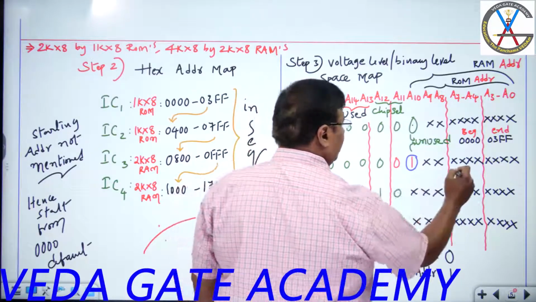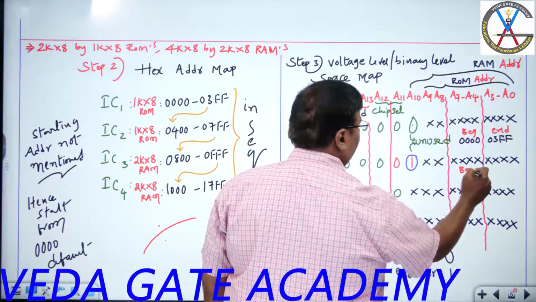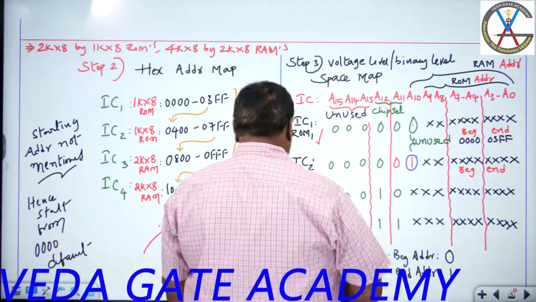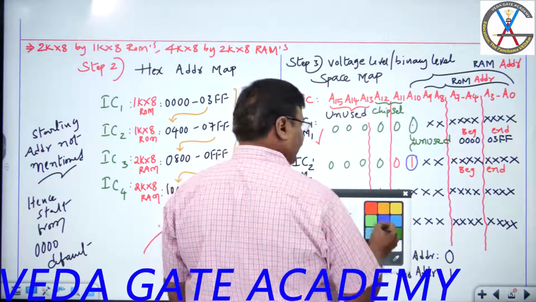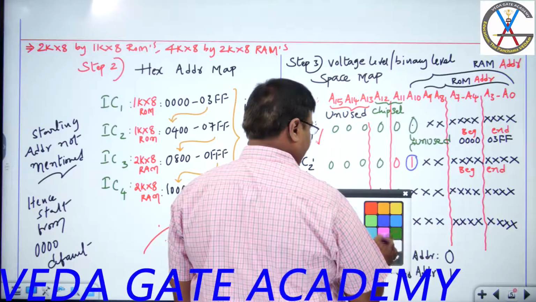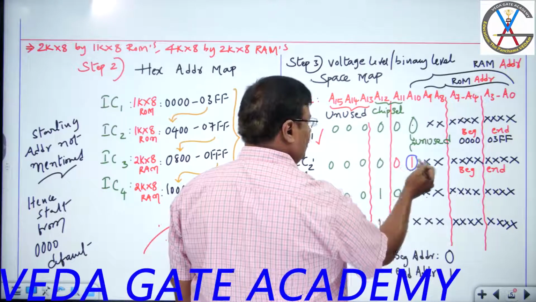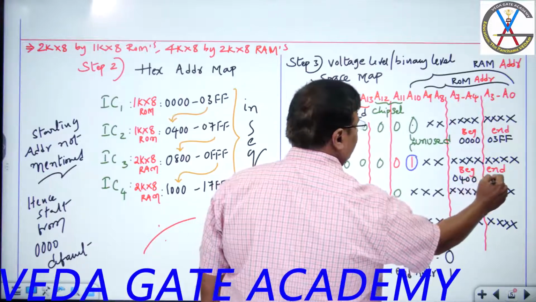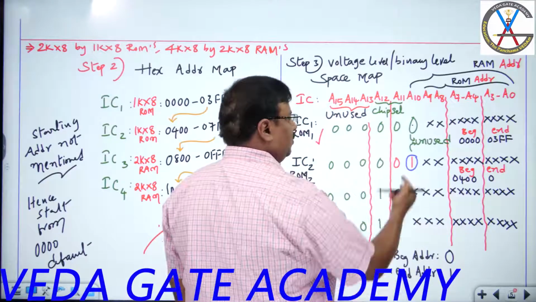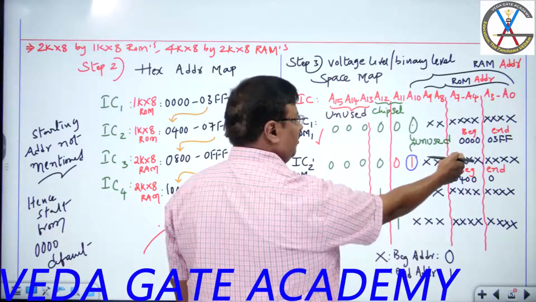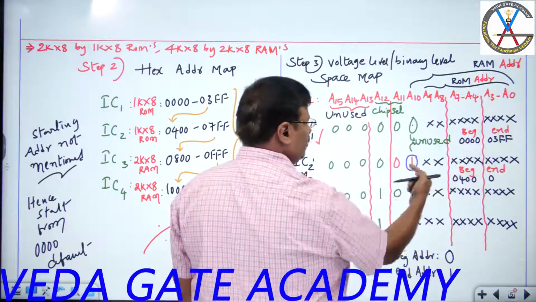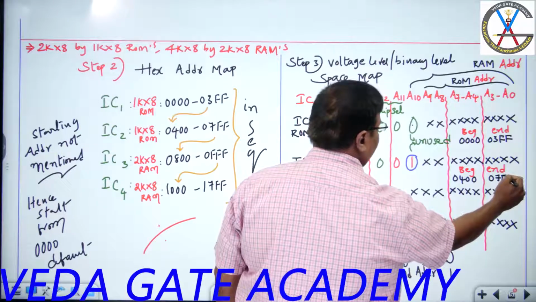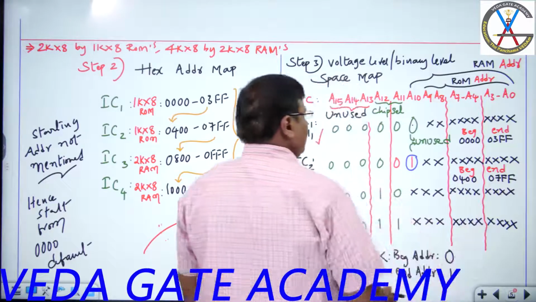Beginning, ending. How will I give? Beginning is 0, 4, 0, 0. To 0, 4, 0, 0, all ones you keep: 1 triple 1, 1 double 1, 7, F, F. If I just keep all ones, 1, 1, 1, 7, F, F. So 0, 7, F, F. I think I'm clear.